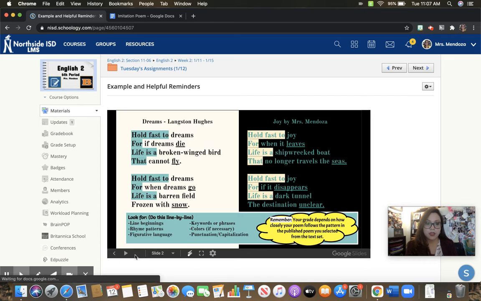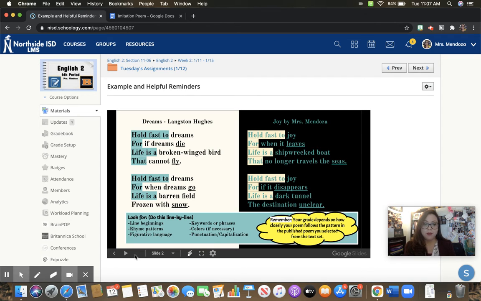The next slide will show you exactly how it follows the structure, things to look for in your own. What's highlighted are the line beginnings, and it shows you how I modeled mine exactly after the way they started. The underlined words show which words rhyme. Remember, I used Rhyming Zone to help me with that.